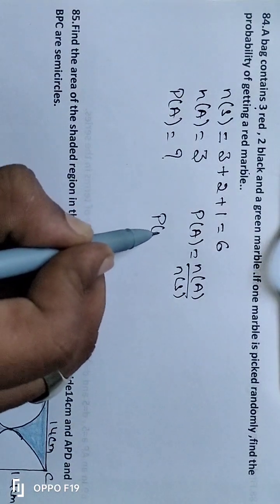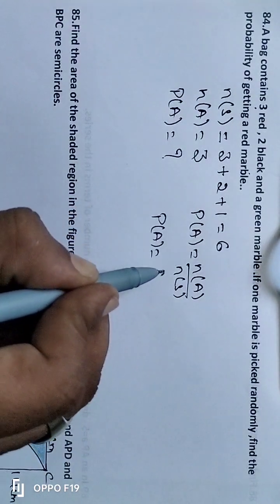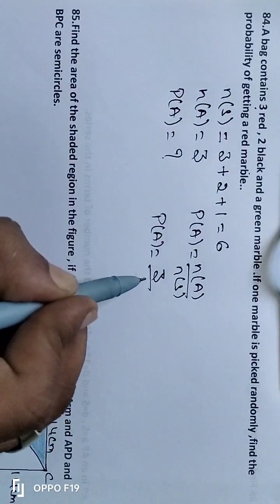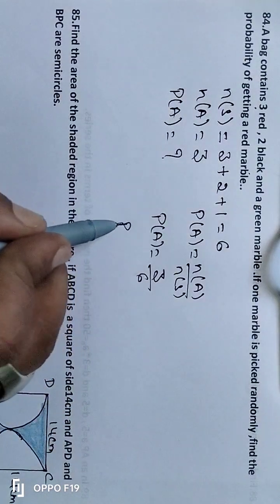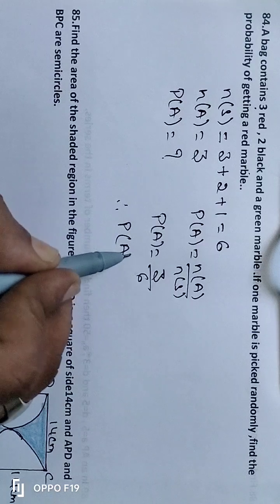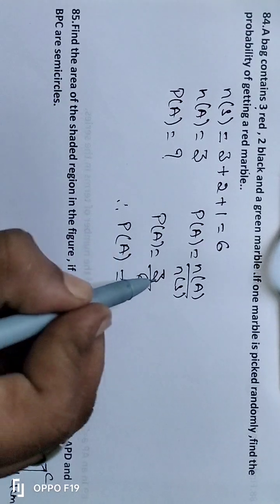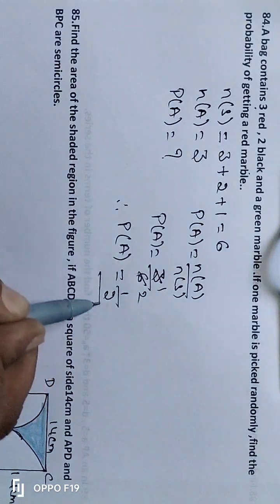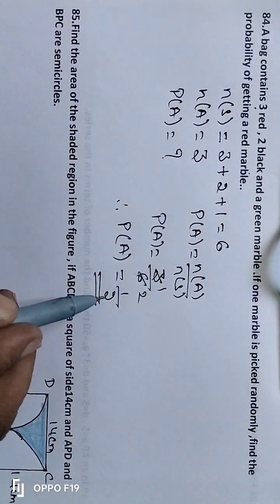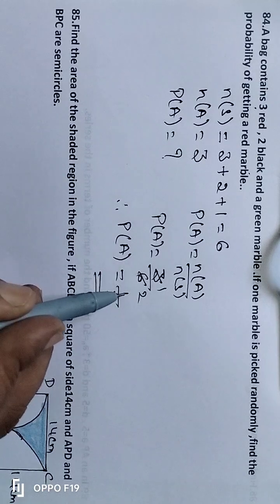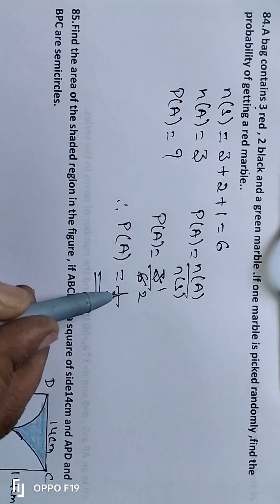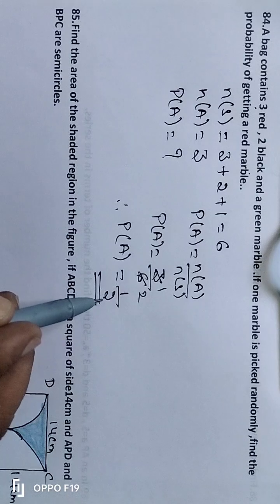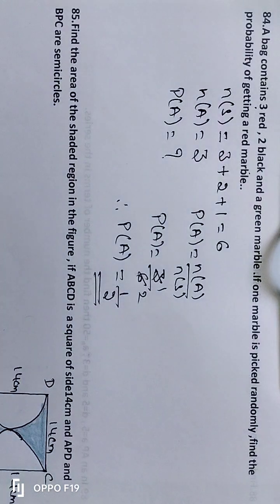So P of A is equal to n of A, which is 3, divided by n of S, which is 6. Therefore P of A, the probability of getting a red marble, is equal to 3 ones are 3, 3 twos are 6, which is 1 by 2. That means if you pick 2 marbles, out of 2 marbles, 1 marble will definitely be red in color. So that is the meaning of 1 by 2. So like this we have to find out the probability of getting a red marble.